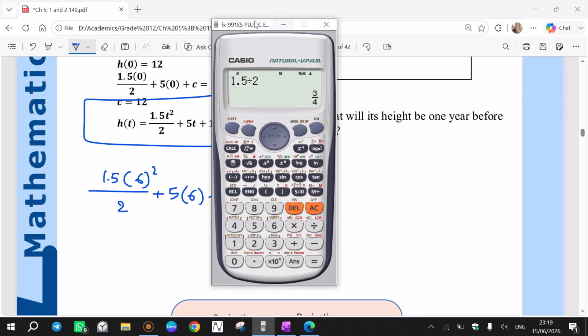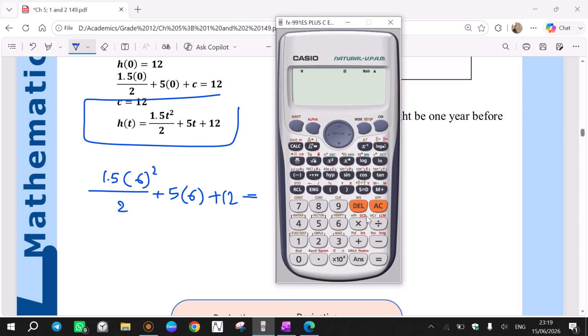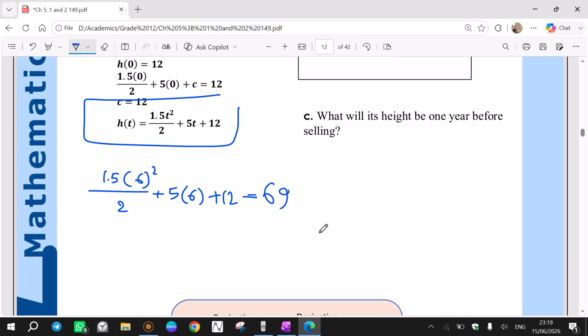Then in the exam you don't have time to be too creative, just use the calculator. 1.5 times 6 squared equal to 54, divide by 2, that is 27, plus 5 times 6 is 30, plus 12. Oh, I wrote minus 12. Okay, it was 57 plus 12, that is 69. 69 centimeters. The height of the dwarf tree is 69 centimeters when it is sold.